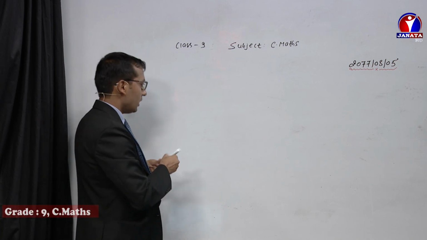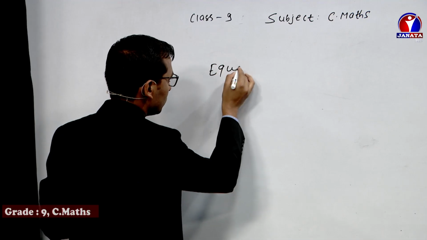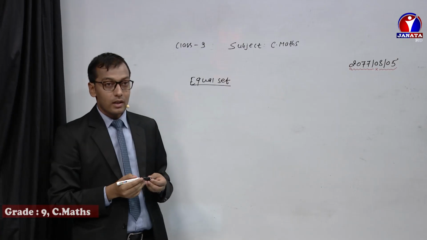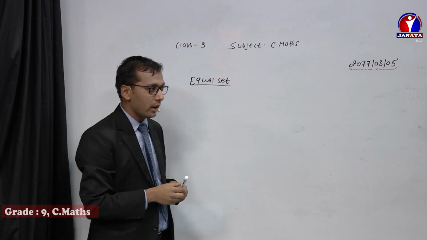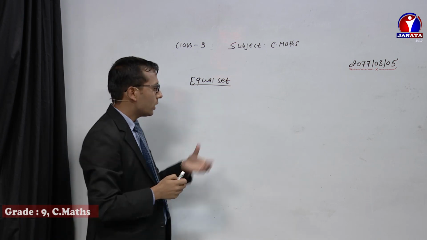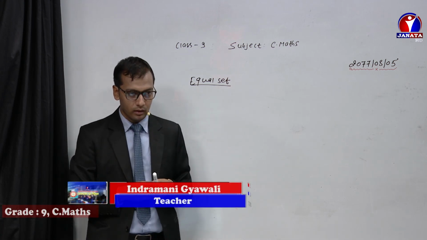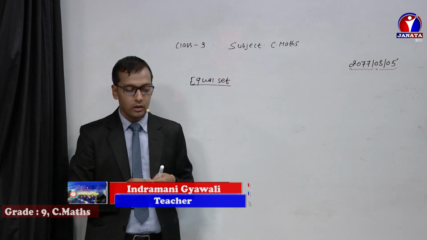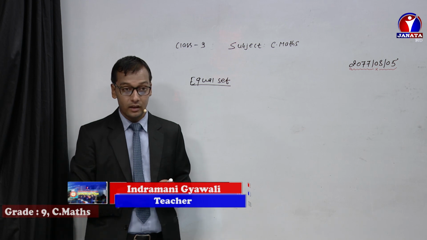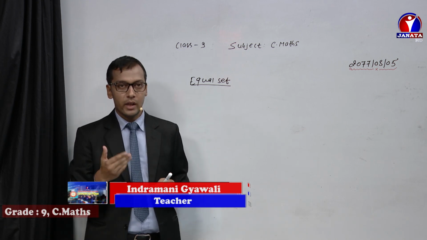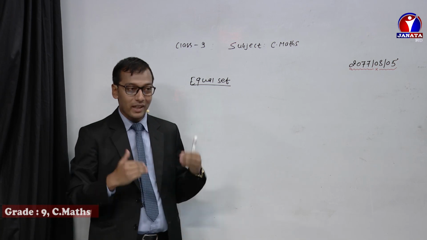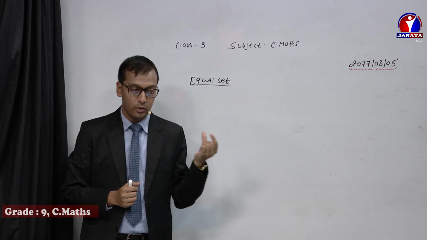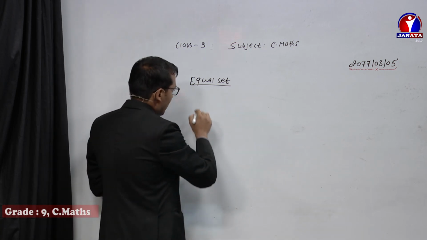Next, we have equal set. I can make you clear what an equal set is by taking an example. Because in math, if I just speak and explain in words, I don't think you can understand clearly. That's why in every question I'm trying to pick an example to make each and every topic that I'm discussing in today's class clear. So what are equal sets?